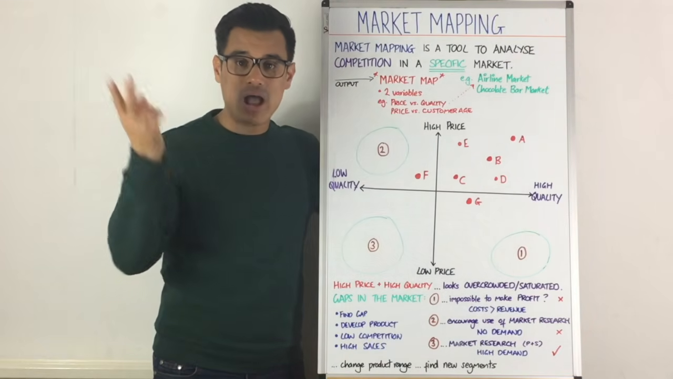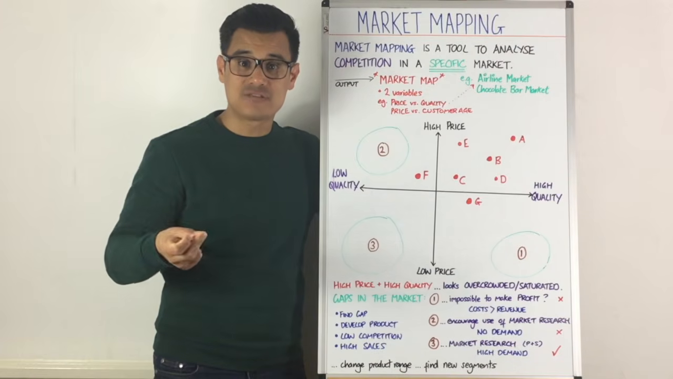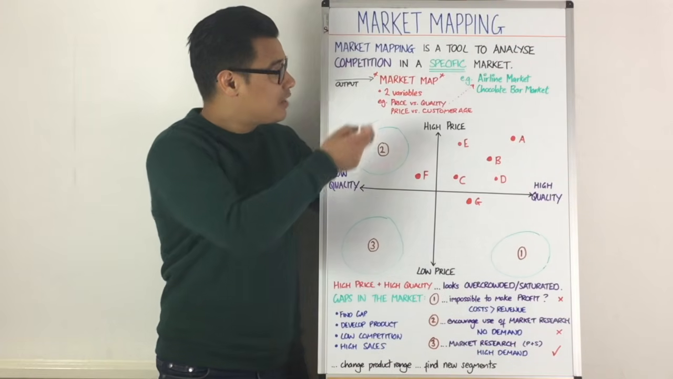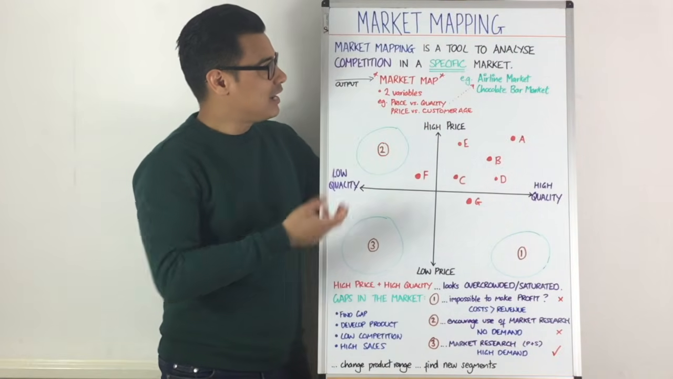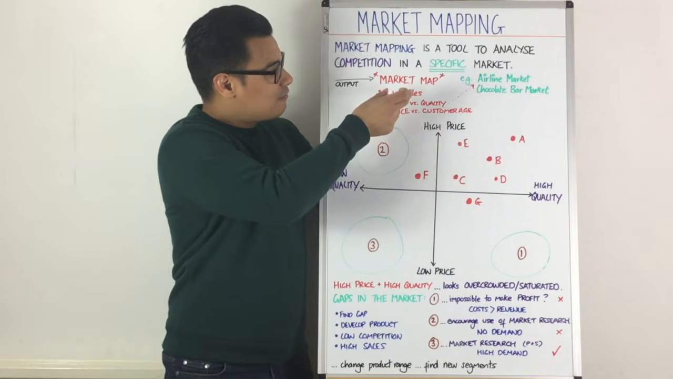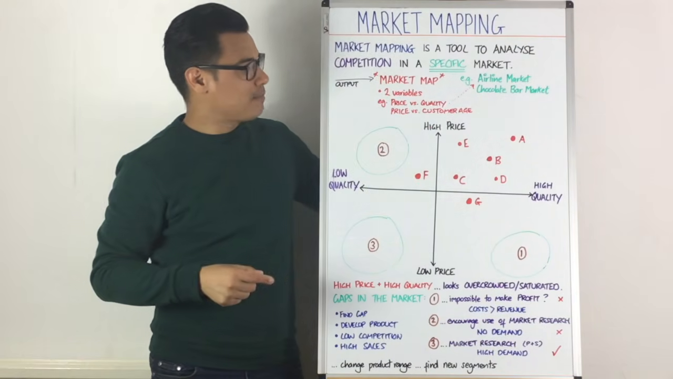And the market map will have two variables. Quite commonly, it will have price as one of those variables, but it doesn't have to be. It could be price versus quality or price versus customer age. Let's take the variables of price and quality for the specific market that is the airline market.